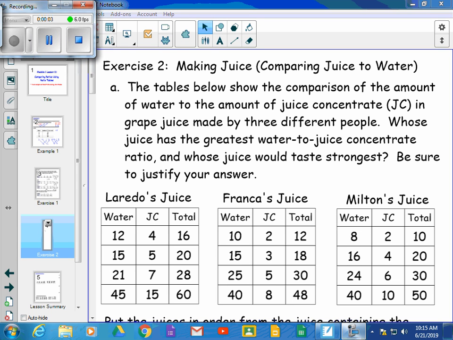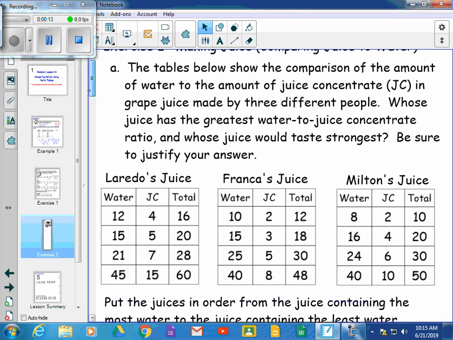Okay, let's take a look at exercise 2. This is a very challenging exercise. We're going to be comparing ratios in different ratio tables. I'm going to show you a couple different ways that you can do this.